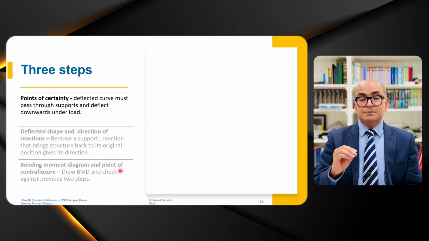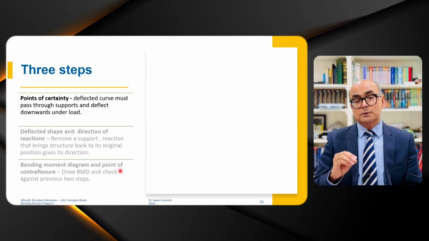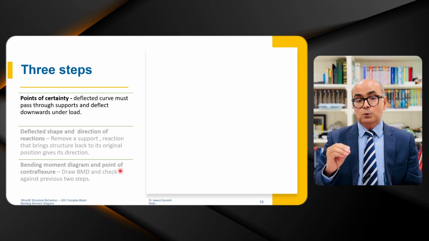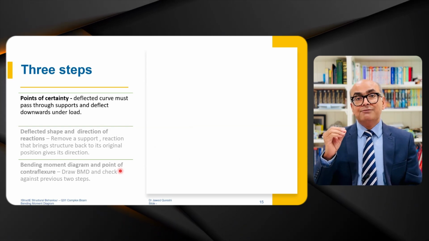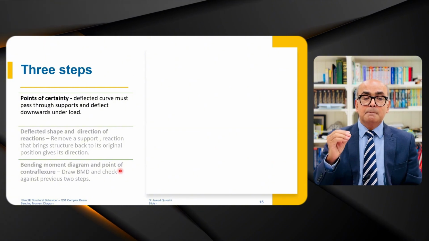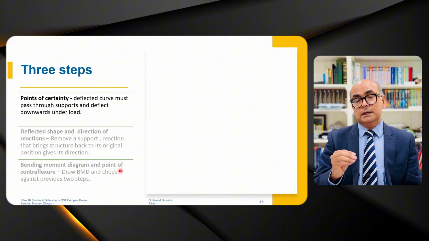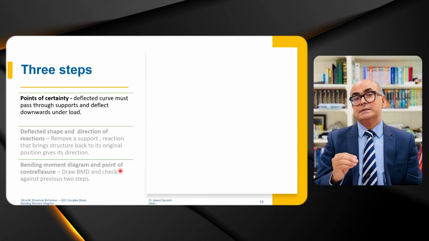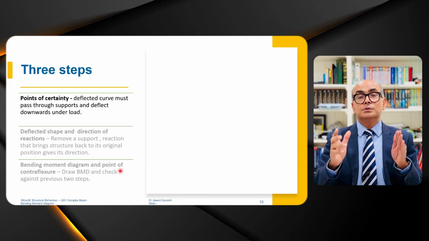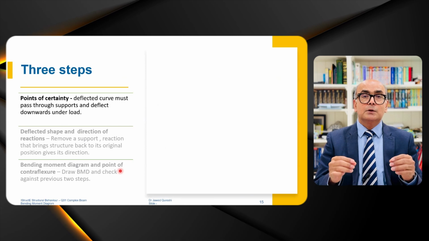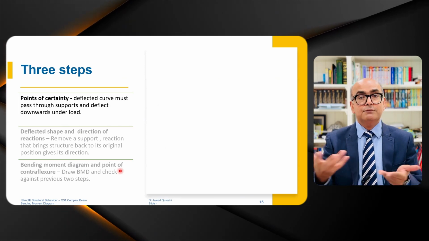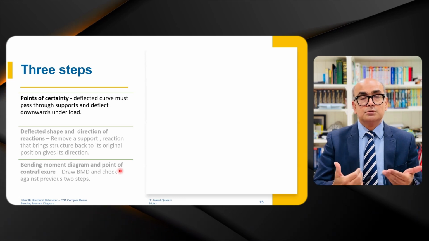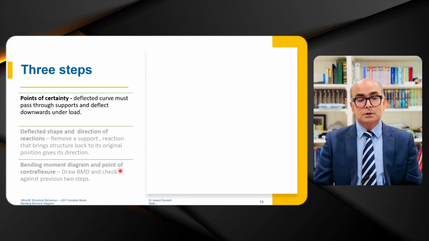So these 3 steps are: first, we have to find out points of certainty. What are points of certainty? These are the points where the deflected curve or shape must pass through. And there are a couple of things here. One is that it must pass through the supports. And second is that wherever you're applying a point load, it should pass through the point load as well. Or if you're applying a distributed load, it should pass through the maximum distributed load.